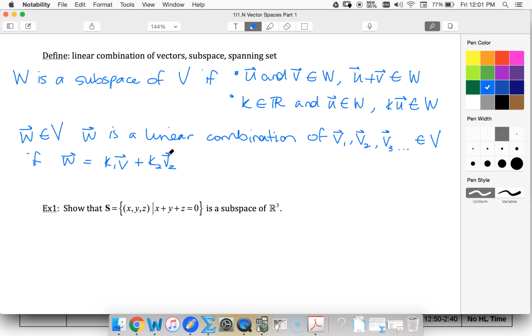times V2, etc. We could have K_r, V_r. So if we can make W by adding up different vectors in V, then it's a linear combination.